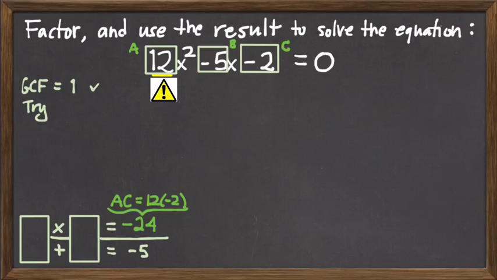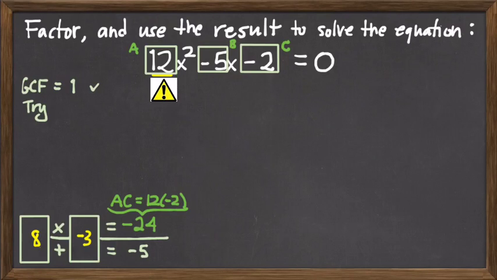Yeah, knock. 21 times -1. So we could start by trying 24 and -1, but those two numbers add together to give me 23. So I don't want that pair. Yeah, Alex? 8 and -3. All right, so we go down to 8 and -3.